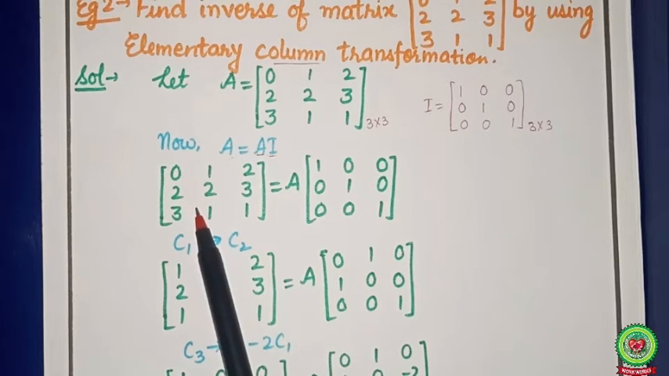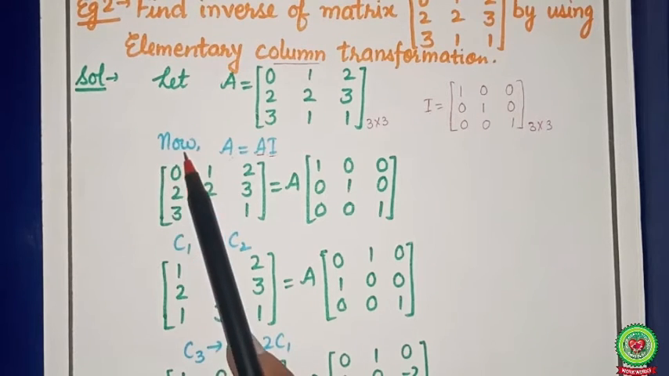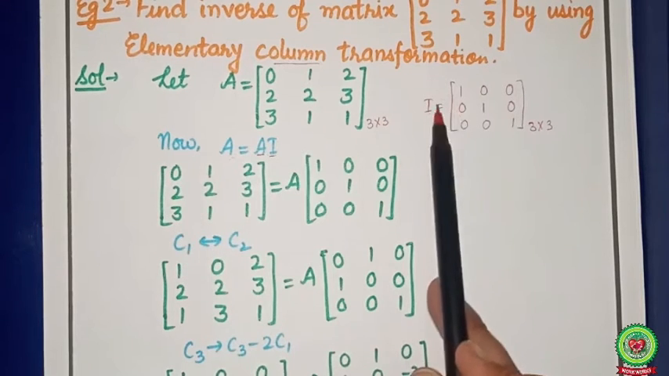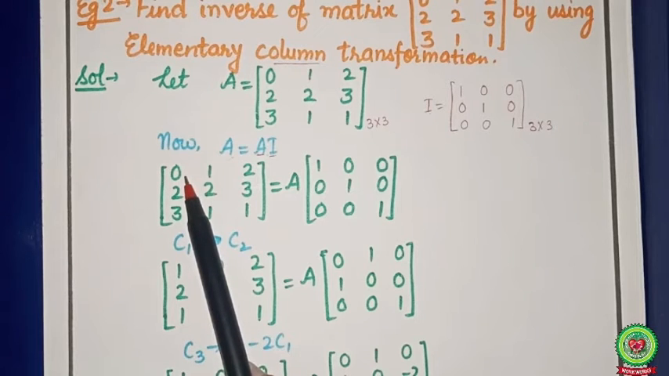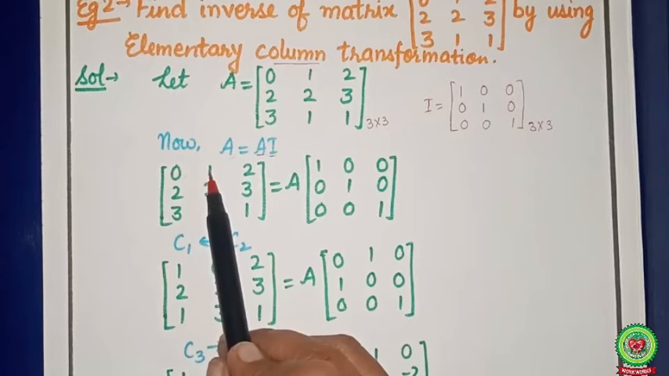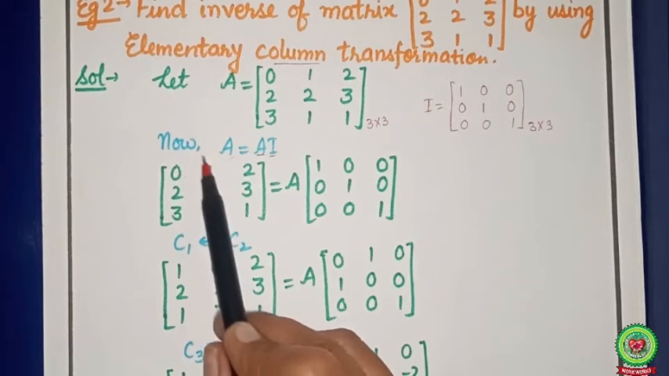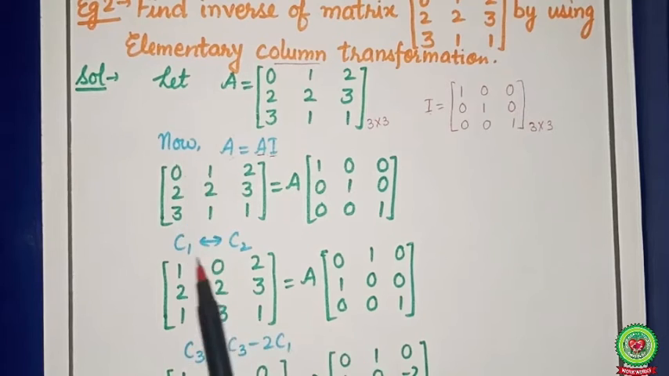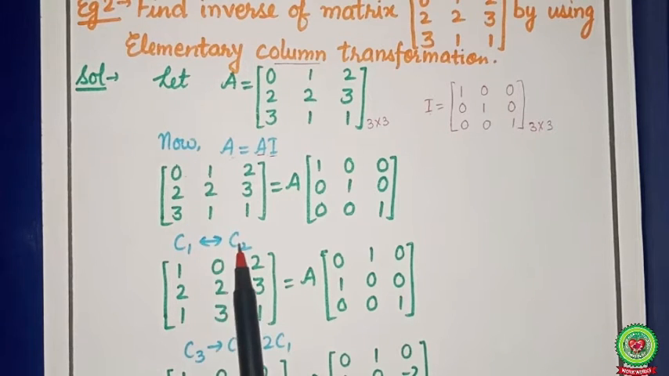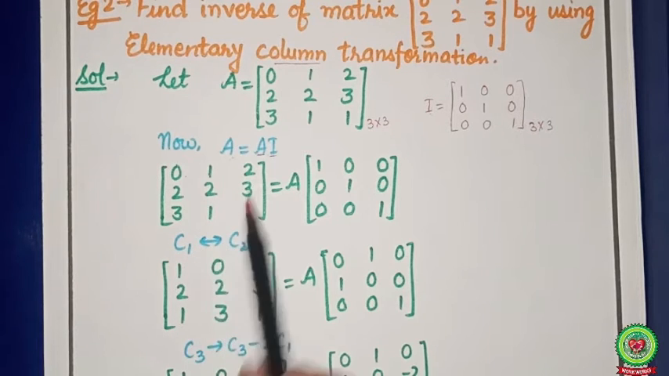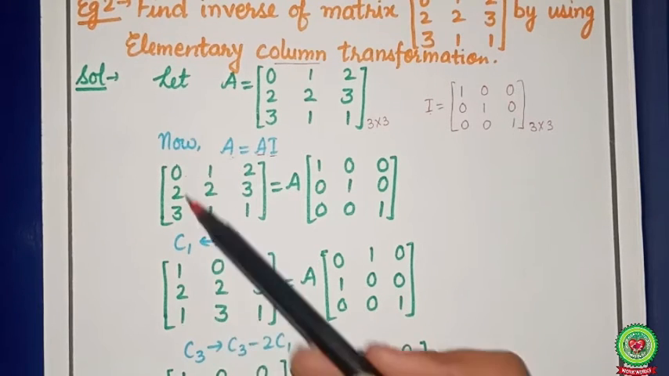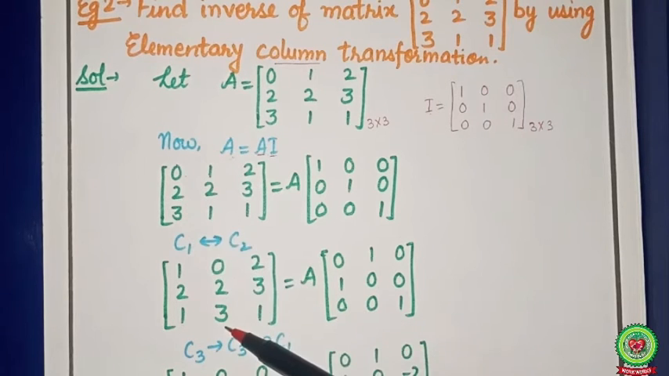Now for making it I, the first element should be 1, because in the identity the first element is 1. Here we are having 0. So we are going to interchange column 1 and column 2. When you interchange, the first element will become 1. So column 1 changes to column 2, they interchange their positions. Now the first column will be 1, 2 and 1. The second column will be 0, 2, 3 and the third will remain as it is.